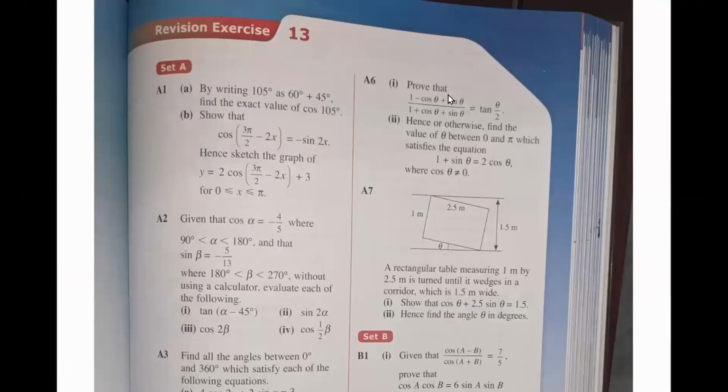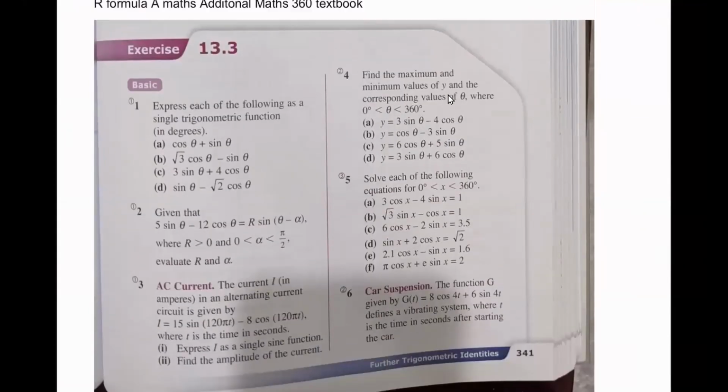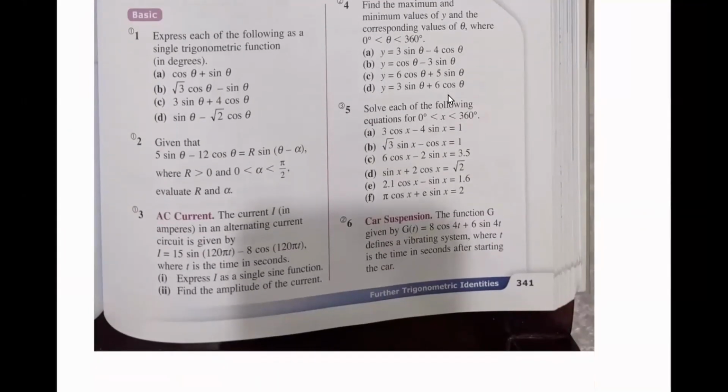Actually, is question 2 interesting? Maybe I can go to something more interesting. I'll skip question 2. Let's look at this AC current. Wow, got math involved, got physics involved. The current I in amperes in an alternating current circuit is given by the following formula. I have no idea what alternating current is. Sometimes it goes up, down, up, down. Doesn't matter because I just need to know the math, which is I equals whatever.